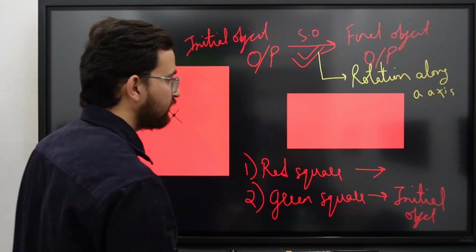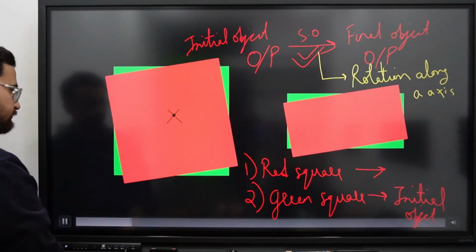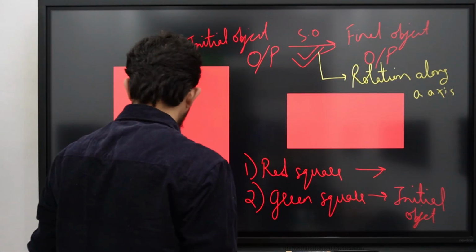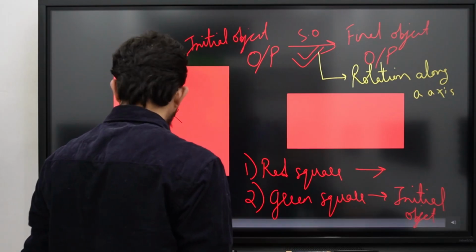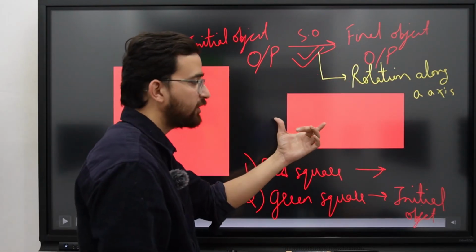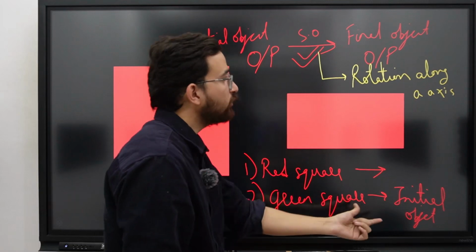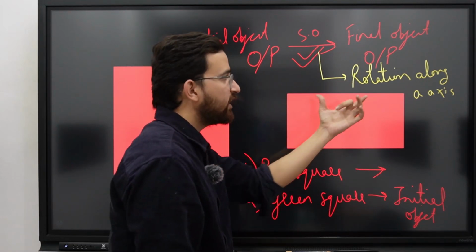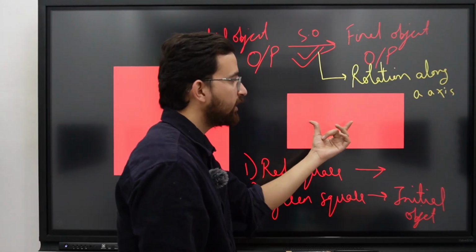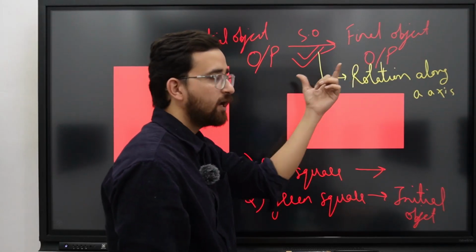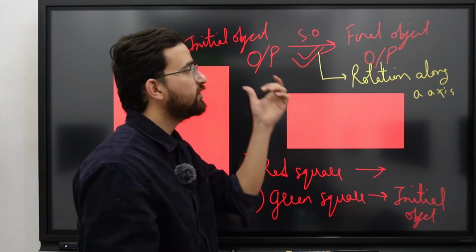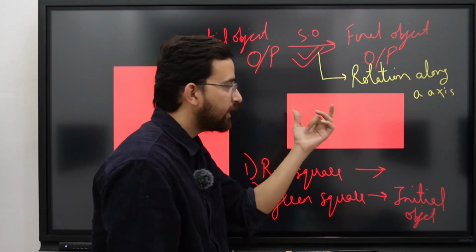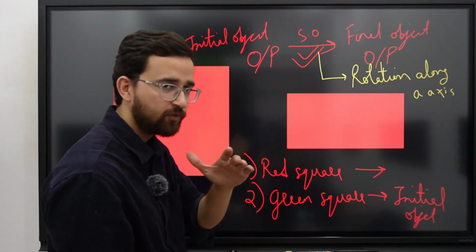What about the red rectangle? The red rectangle also overlaps with the green rectangle. That means the green rectangle was the initial object, orientation and position. When you did the rotation, the red rectangle, or the final object, exactly coincided with the initial object. That means whatever rotation you are talking about does exist in this image.